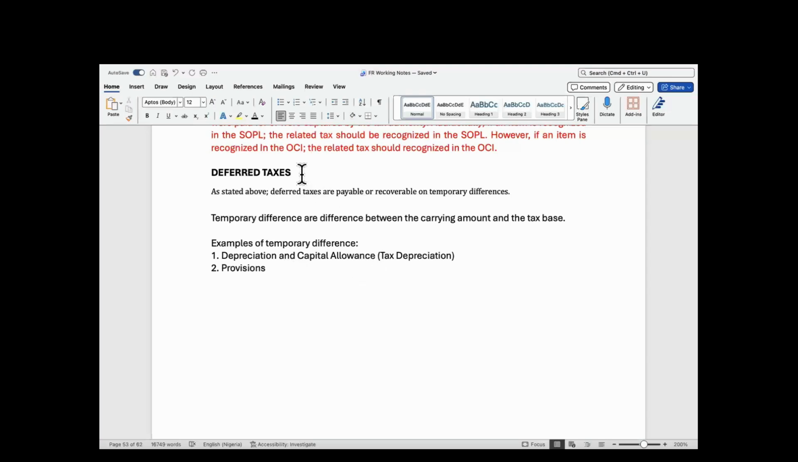So that's why we call the tax implication of such items arising from temporary difference deferred tax. That's why we separate it: okay, this is the current tax, the one that ourselves and the tax authority have agreed for the year. These ones are the deferred. These are the ones we did not agree, but we will agree.